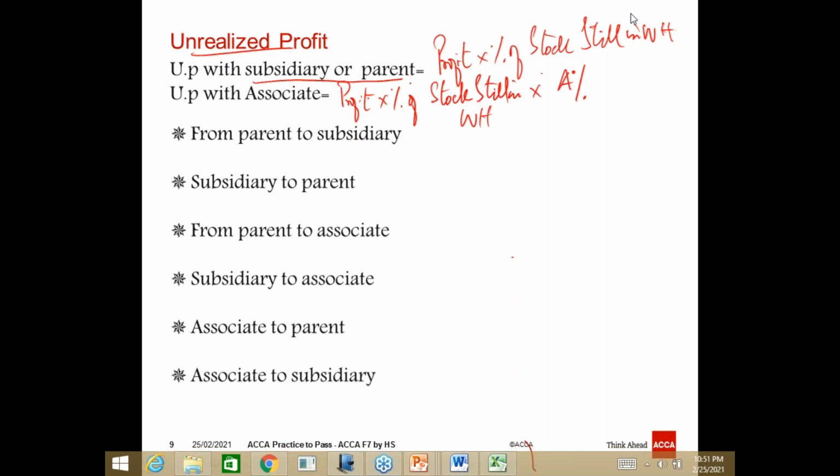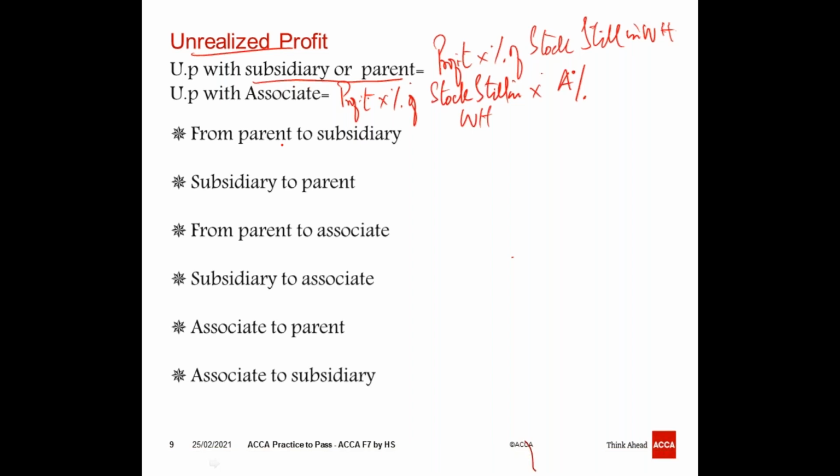Now, there could be possible situations: the parent company sold goods to the subsidiary, subsidiary to parent, parent to associate, subsidiary to associate, associate to parent, and associate to subsidiary. So there could be these six situations that might occur between the parent, subsidiary, and associate for unrealized profit. All of you are required to make the double entry for the unrealized profit in all these six adjustments. So I'm giving you just 1 minute to write the double entry.